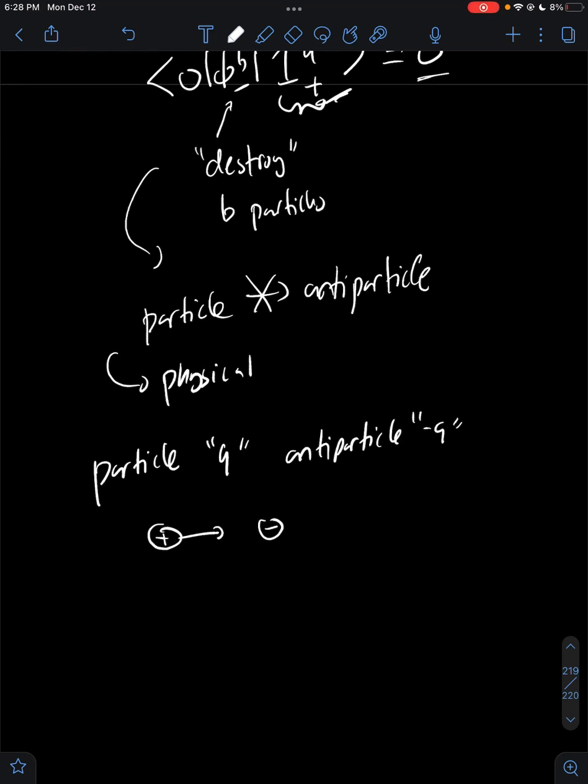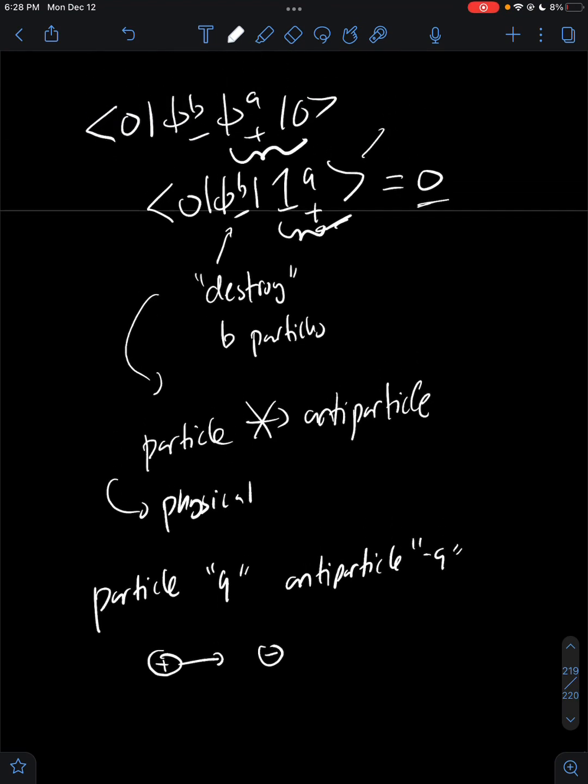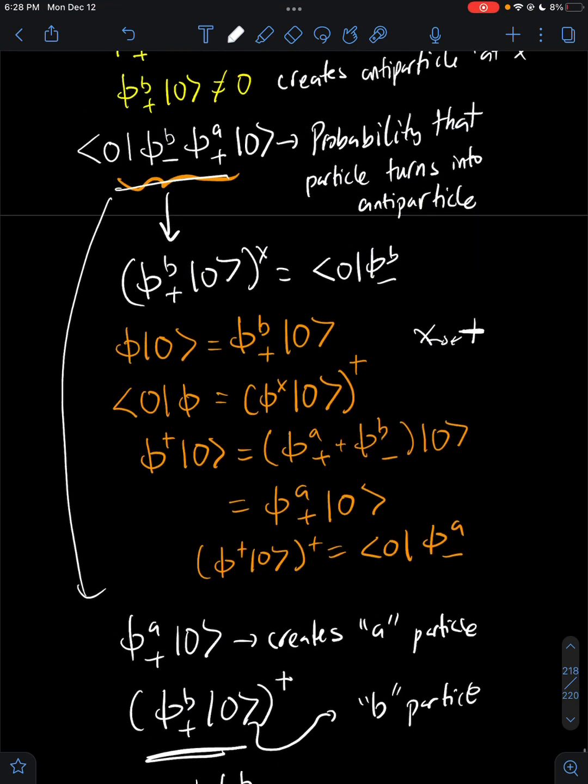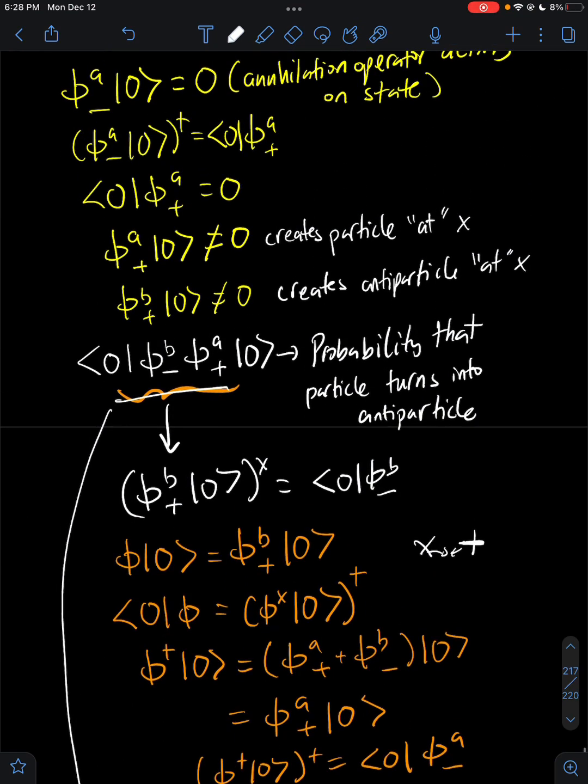So basically charge is changing signs, meaning that charge is not conserved. But since charge is conserved, that's why we can't have a particle transforming into an antiparticle. So that's the physical intuition behind that. We had a mathematical intuition, but it's always nicer to have a physical intuition behind the math.